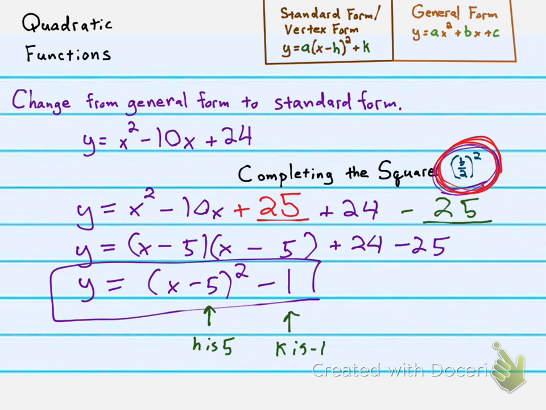So if I did want to find the vertex, this is much more useful. My vertex would be 5, -1.